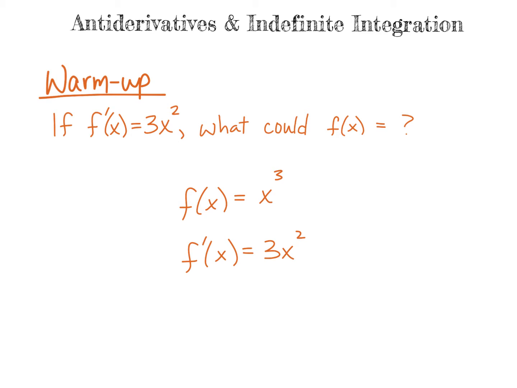Now, what if f of x had something else on it? Like, what if f of x was x cubed, but then plus 8? If we took the derivative of x cubed plus 8, we would still get 3x squared. This plus 8 goes away when we find the derivative. There are actually an infinite amount of possible f of x's, or possible functions, that have the derivative 3x squared, because that constant could be anything. We call these f of x functions here the antiderivatives of 3x squared. There are an infinite amount of them.